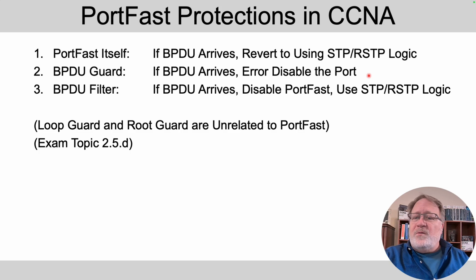So with PortFast, if it gets that BPDU, it'll revert to using normal STP, RSTP logic. It'll say, hey, should this port be a designated port? No, it shouldn't. It has no role. I should block. It'll move it to a blocking state. It'll stop the loop and we'll get back to normal. And that may be good enough, all right?